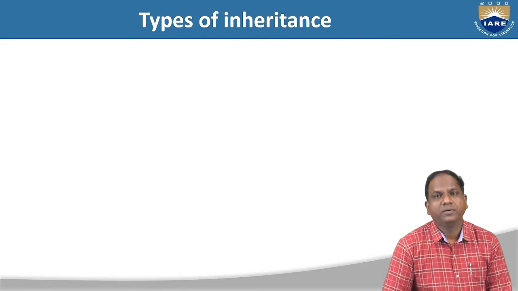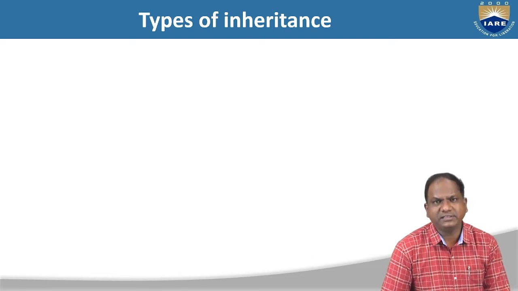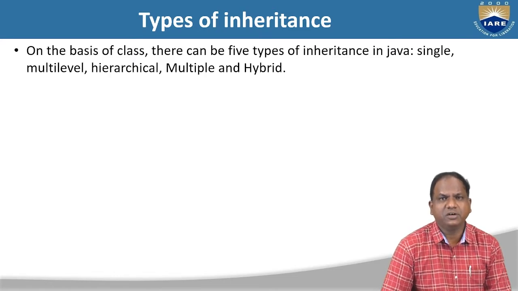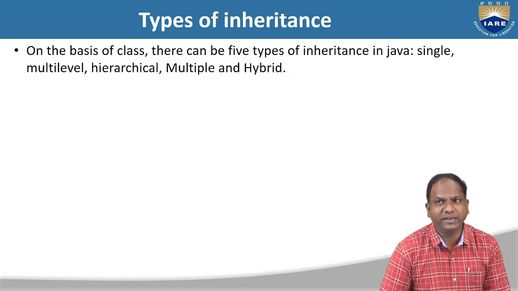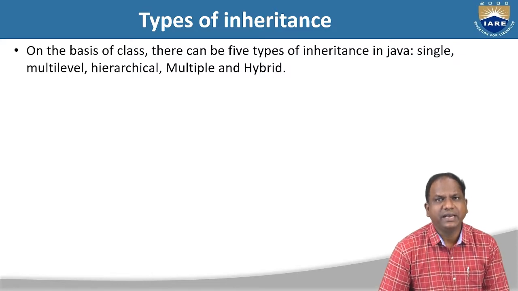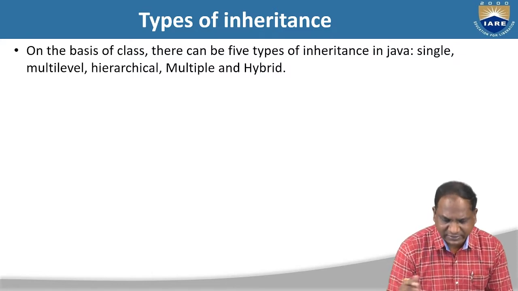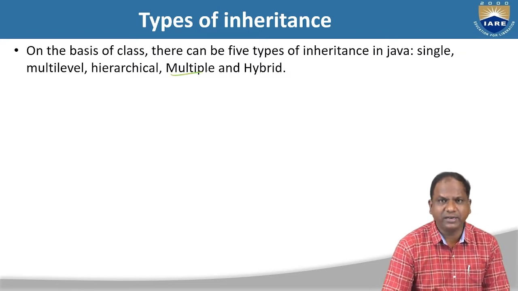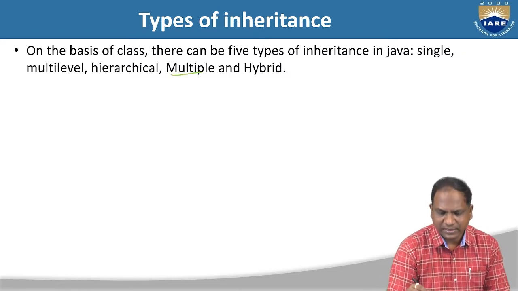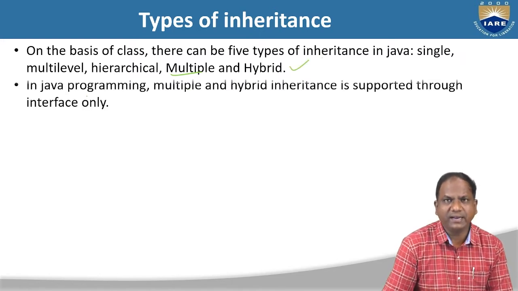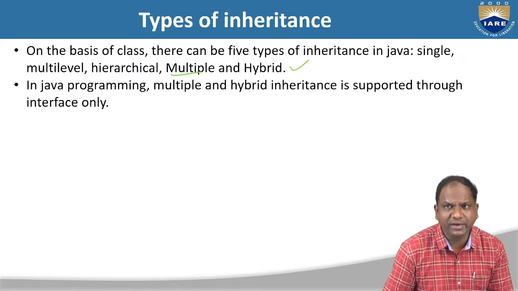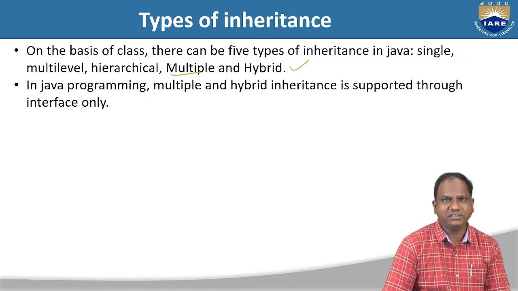Now, there are different types of inheritance. We will see the different types with examples. In Java there are generally 3 types, but here we discuss 5 types of inheritance: single inheritance, multi-level inheritance, hierarchical inheritance, multiple inheritance, which Java does not support directly, and hybrid inheritance, a combination of the remaining ones. To overcome this, we use the interface concept. You can see the diagram. Multiple and hybrid inheritance are supported through interfaces only.